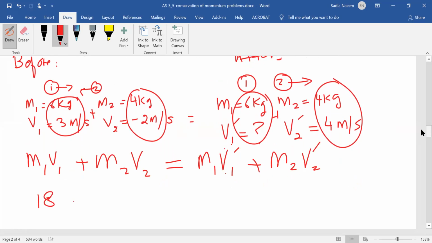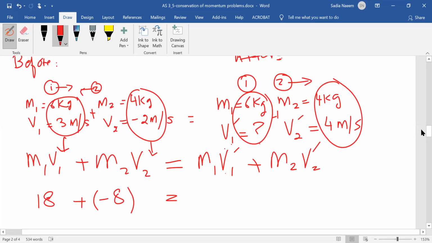It's 18. Is that okay if I just skip that step and just do that? And then this thing here, that's this thing. 4 times -2, -8, equals 6 times the question mark. Don't put a question mark. Put that as V1 prime, which is what we're looking for, plus M2 times V2 prime. 4 times 4 is 16.